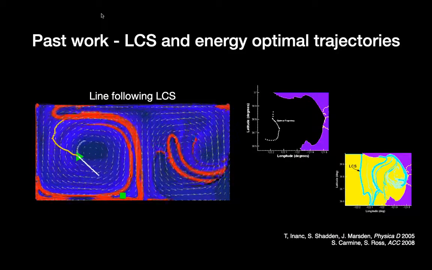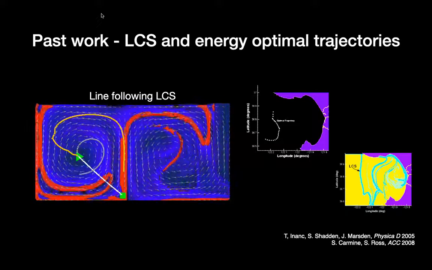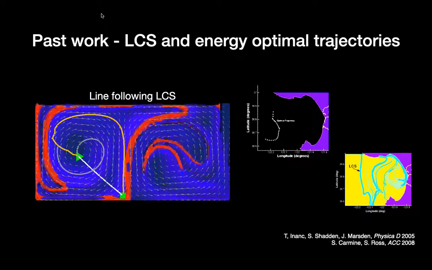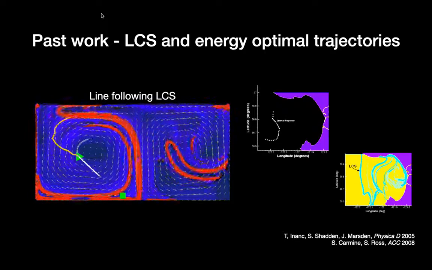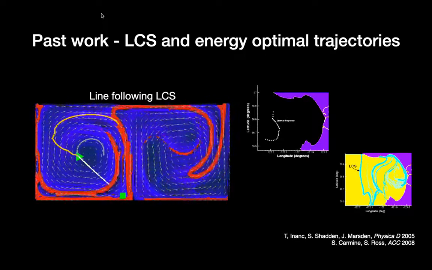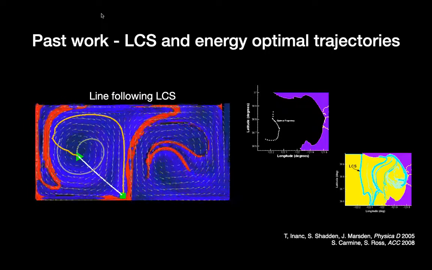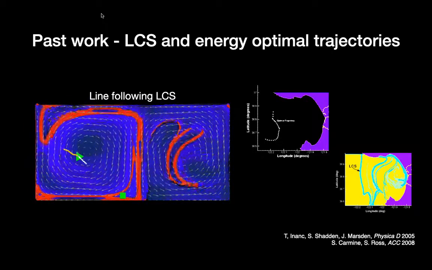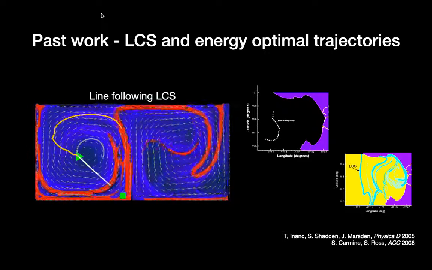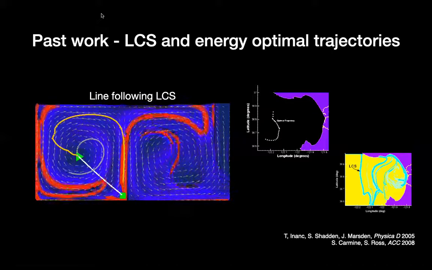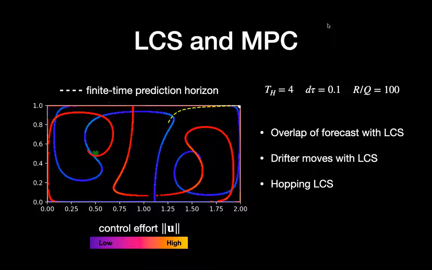Connections have been made in the past between the generation of optimal trajectories and Lagrangian coherent structures. In 2005, for example, it was found that optimal trajectories tend to overlap a lot with Lagrangian coherent structures. And in 2008, people tried using a line following algorithm to follow the Lagrangian coherent structures to bring energy optimal trajectories forward.